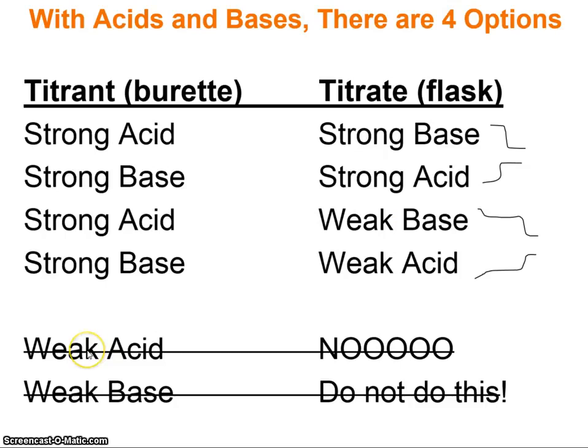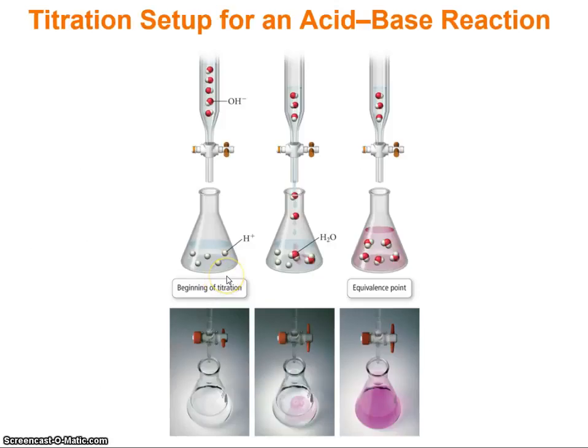Right, so you don't want to take a weak acid or a weak base and put it in your burette. That's a big no. You do not do that. Your titrant has to be the strong thing. It's either going to be a strong acid or a strong base. Our basic setup is going to look like this.